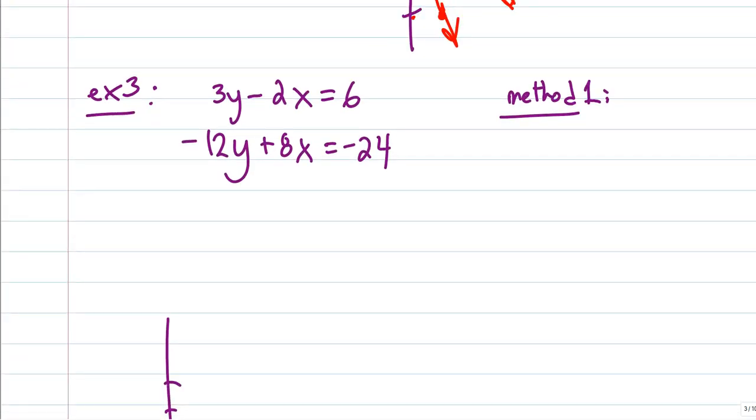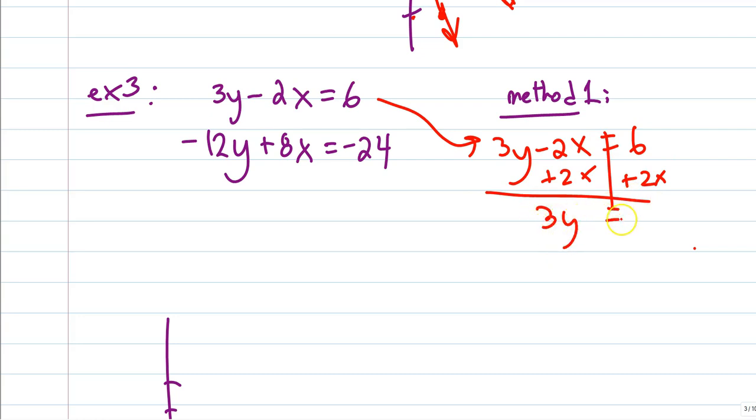What about this one? Let's focus specifically on method one. So I'm actually not loving this one for method one, but if I do use method one, I've got to take each of these and solve them for y equals mx plus b. Remember, that was our first step we wrote down. So how do I get this y equals? I'm going to add the 2x on both sides.